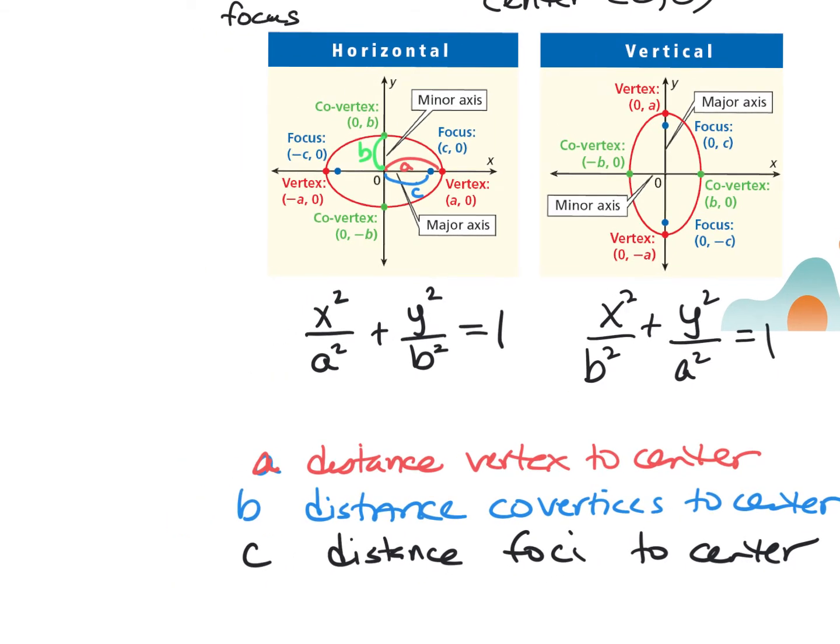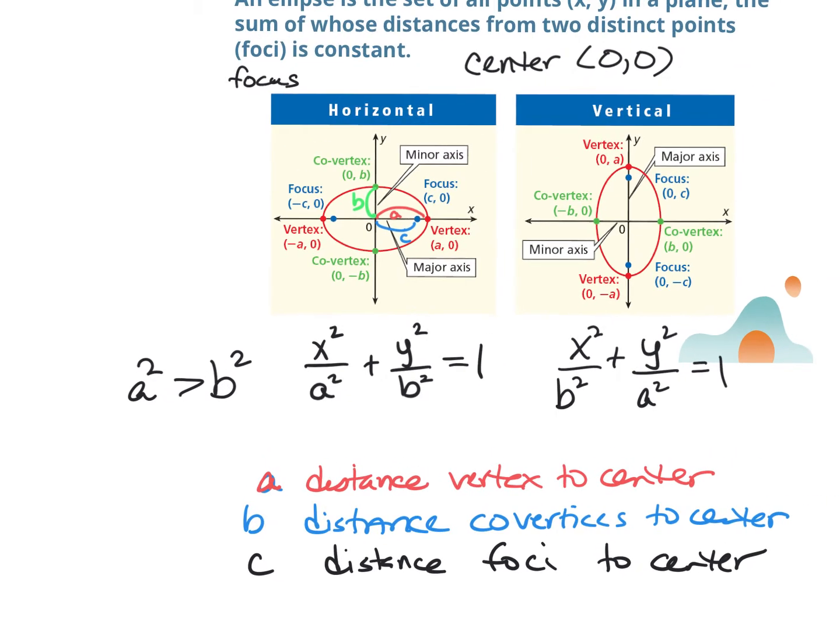Always remember your a squared is going to be greater than b squared. And the location of the bigger number is going to tell you if your ellipse is going to be horizontal or vertical. Now, these are the equations only when the center is at 0, 0. Coming up, we're going to see when the center is at a different ordered pair, and we're going to bring back h and k.